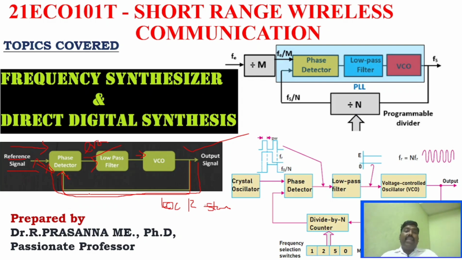And there is something called the capture stage, that is, capture range. You have to understand what is lock range and what is capture range. Lock stage is where both the reference signal and the output signal will be locked, at the same frequency and same phase. And lock range is the range of frequencies over which this lock condition will be maintained, where the input signal and the output signal will be the same. That is called the lock range.